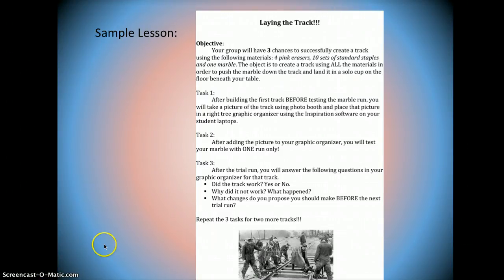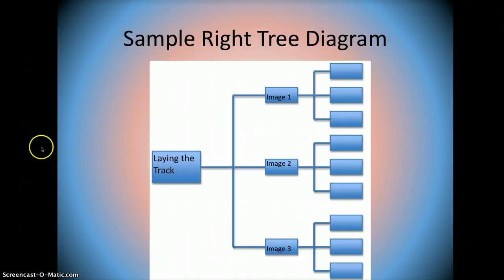I do want to also show, here's a sample of what the right tree diagram that we used in Inspiration looked like. They put each image and then they had to answer the 3 questions for each image. Did it work? What happened if it didn't work, and what might you do differently? If they had a successful track, then they had to explain their new track that they would build to try to have 2, possibly 3 successful tracks.